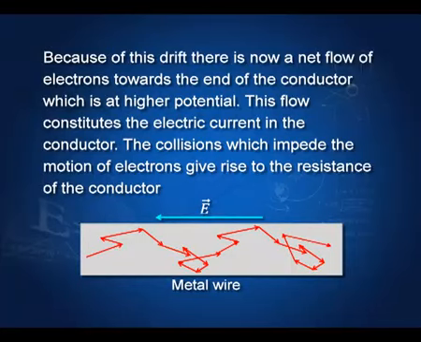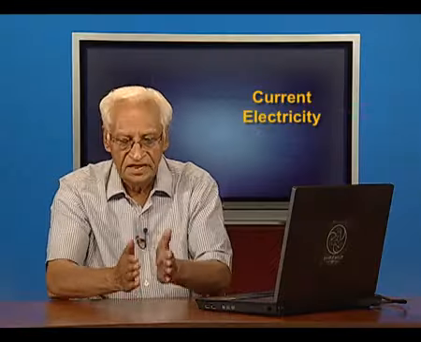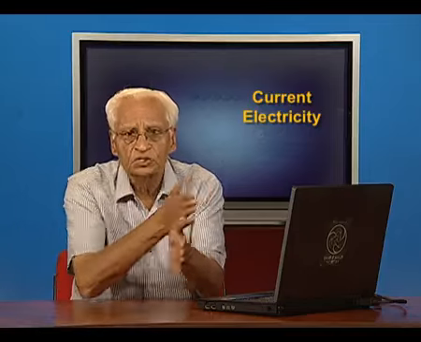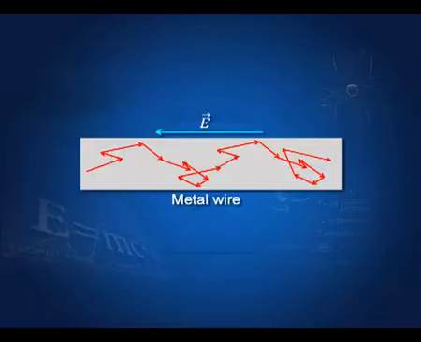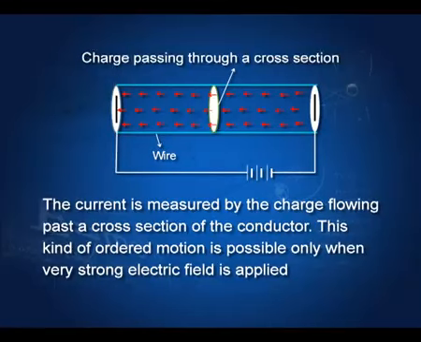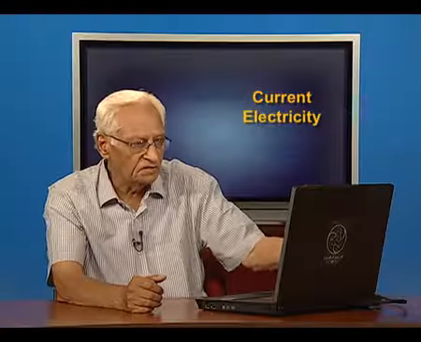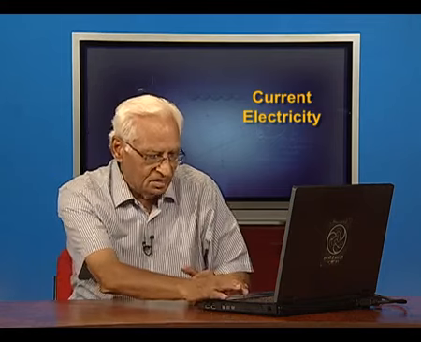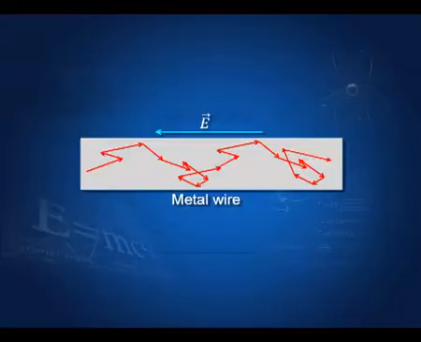The collisions which impede the motion of electrons give rise to resistance of the conductor. These collisions impede the motion of the electron, and therefore it is called resistance. They apply resistance to the motion of electrons. If we apply a very strong electric field, then all the electrons move almost orderly, but if we do not have a strong electric field, then the motion is like this, random motion.